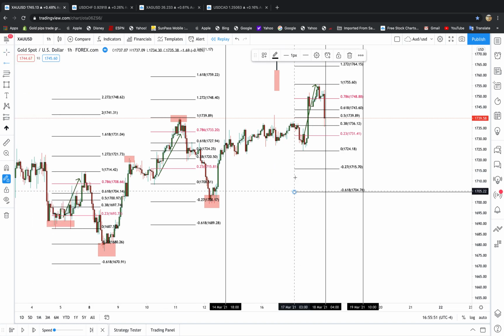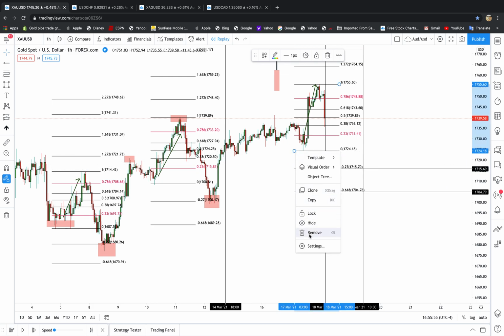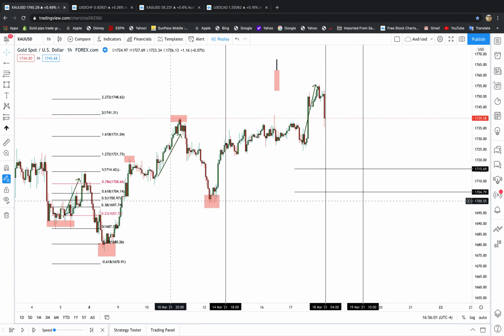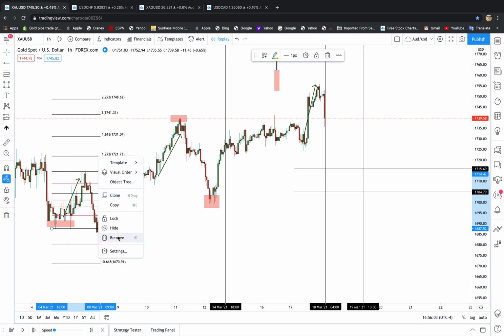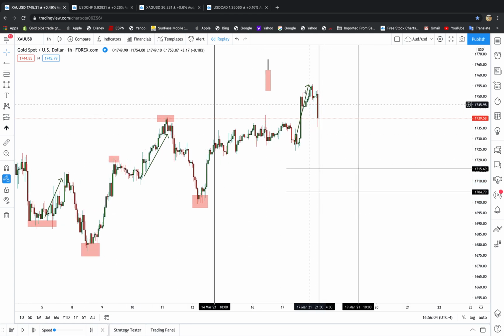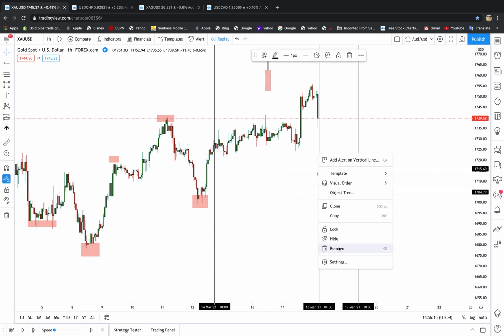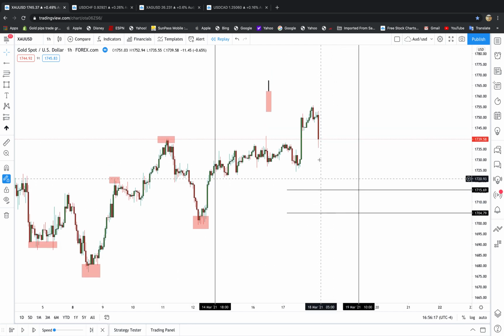Okay. All right. So we got our possible buy levels. And so let's delete these fibs. Okay. So let's delete these arrows too. All right, so how do I want to approach this trade? Well, I know for sure we're gonna be selling.